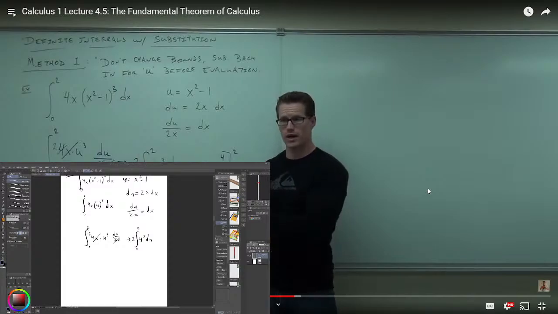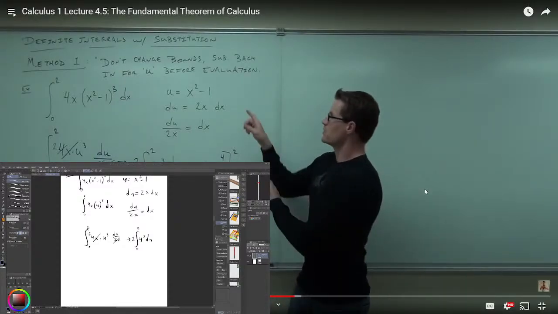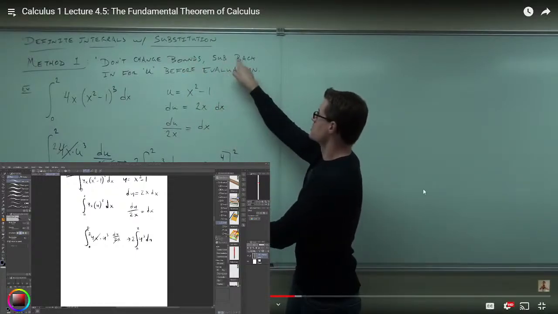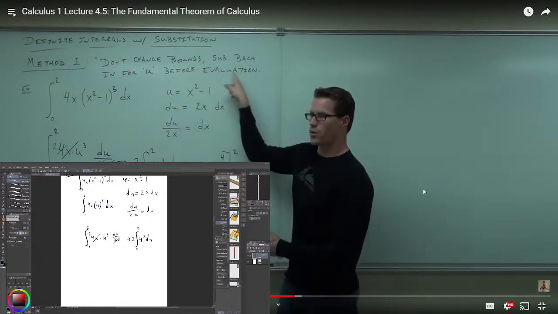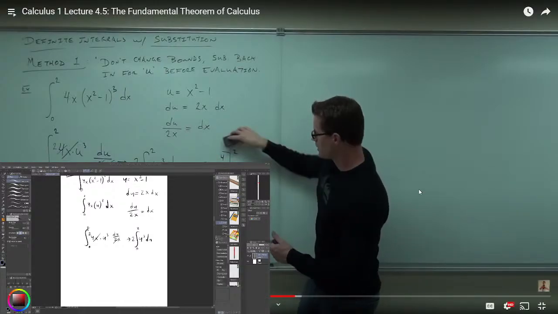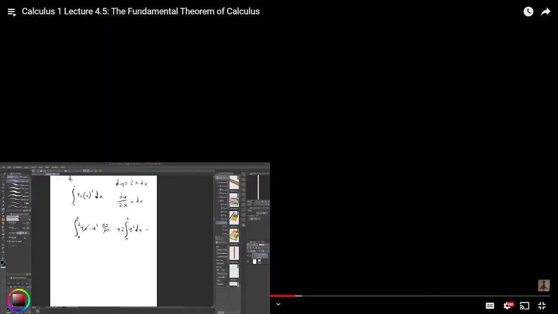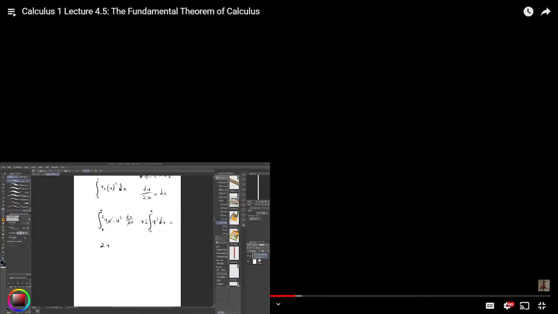Now, you can do it this way. You can. You really can. Provided that you do one thing. Provided that you don't change the bounds. We didn't change the bounds. And substitute back in for u before evaluating. So not here. This would be the wrong way to go. Do you see why it's the wrong way to go? Honestly, do you see it? You're trying to plug in x's for u's. That's not going to happen.